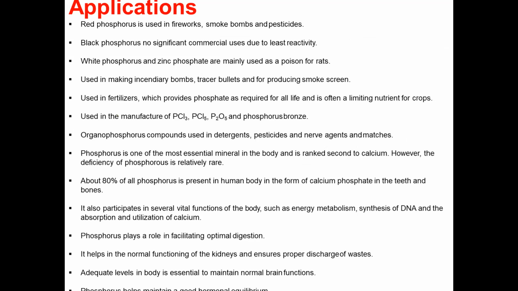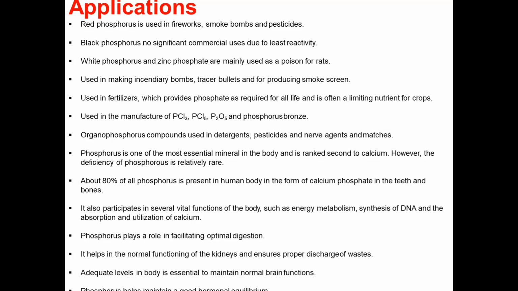Used in fertilizer, which provides phosphate as required for all life and is often a limiting nutrient for crops. Used in the manufacture of other compounds. Okay. And organophosphorus compounds are used in detergents, pesticides, nerve agents, and matches.